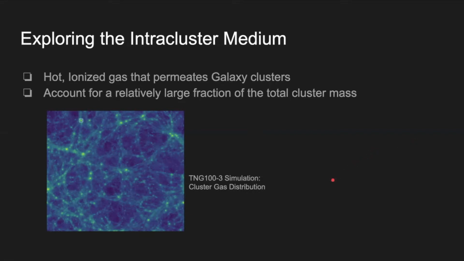So here I included an image of a cluster gas distribution for the simulation that I'll be using towards the end of the presentation. This is a TNG Illustrious TNG 100-3 simulation. And these numbers just have to do with the resolution of the simulation, the size.